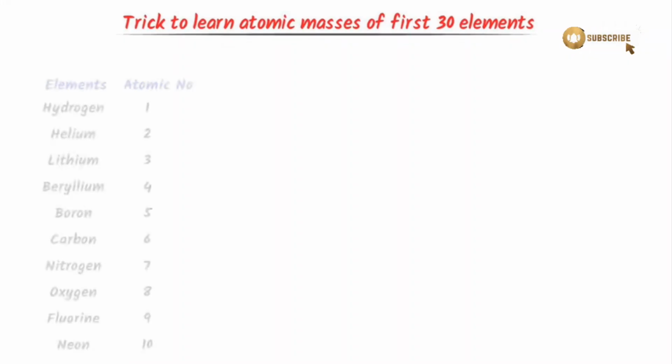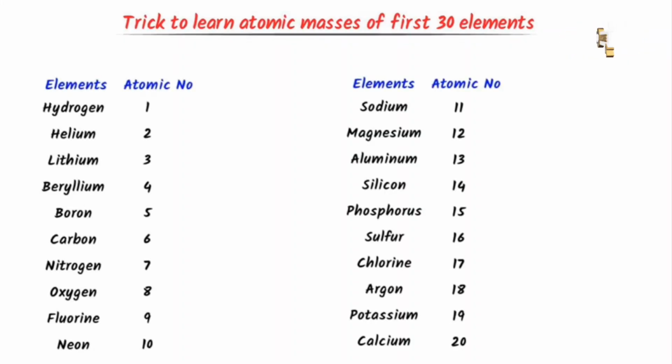Trick to learn atomic masses of first 30 elements. Well, I write the first 20 elements of the periodic table with their respective atomic numbers. Now we will learn two famous tricks to remember the atomic masses.